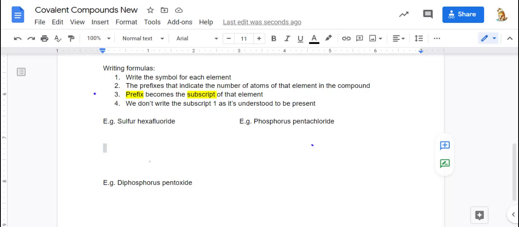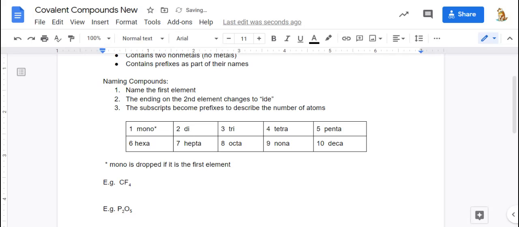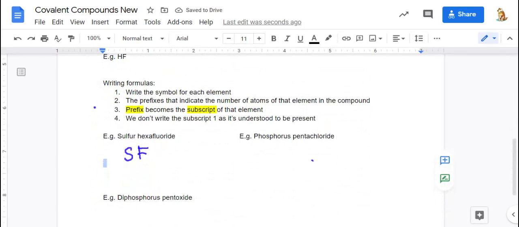So sulfur hexafluoride. Sulfur and fluorine. So there's the fluoride. Sulfur has no prefixes, so there's only one of them, and we don't write ones because we're efficient. And then hexa means 6, and we get that from the table of subscripts. So there you go, right there. 6 is hexa. So that becomes a subscript. The prefix is the number of those atoms.